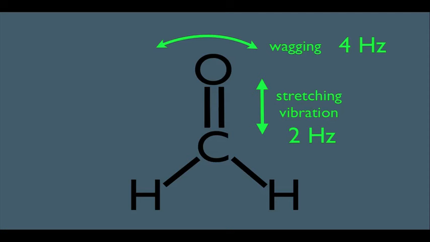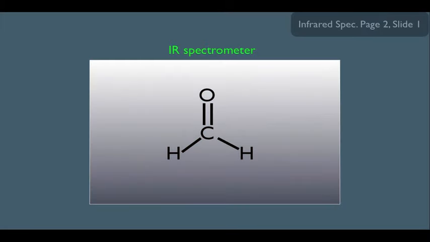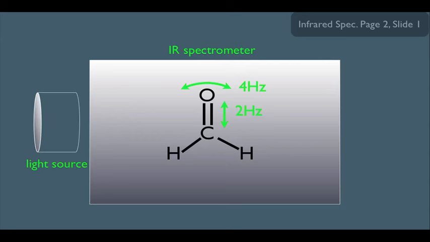If that's the reality, then let's see what happens when we take our formaldehyde molecule and we stick it in the IR spectrometer. And let's again label our stretchings at 2 hertz and our waggings at 4 hertz. So here is how the IR spectrometer functions. What happens is when the molecule is in the machine, we take something like this, a light source, which is simply something that has the ability to shine light at a molecule at various frequencies.